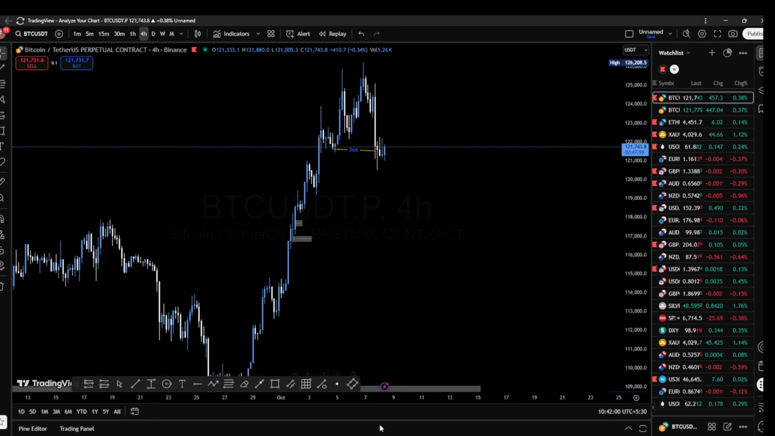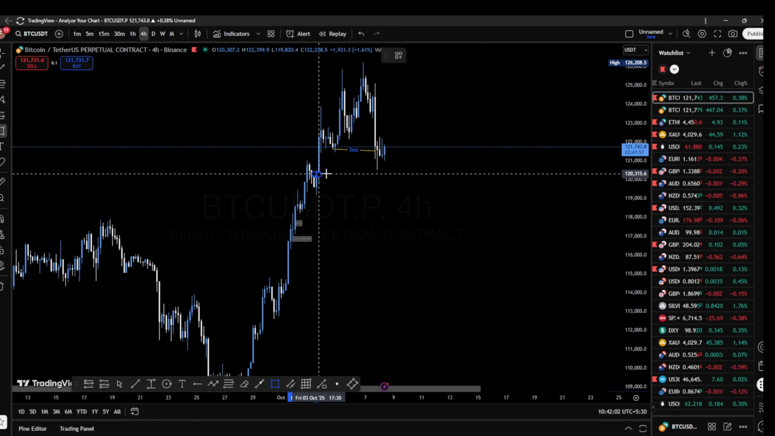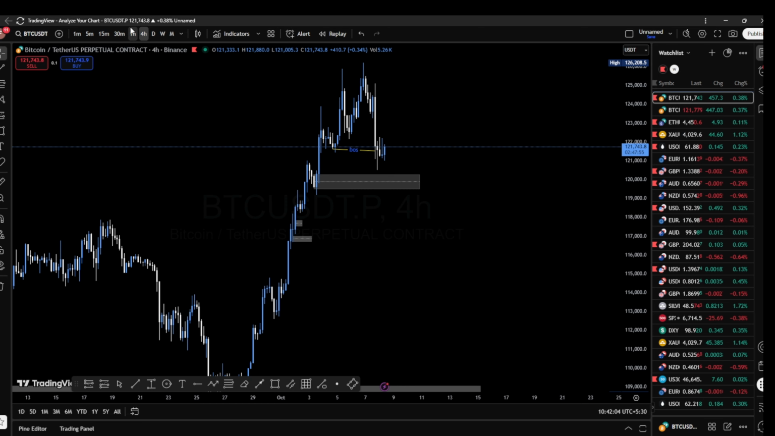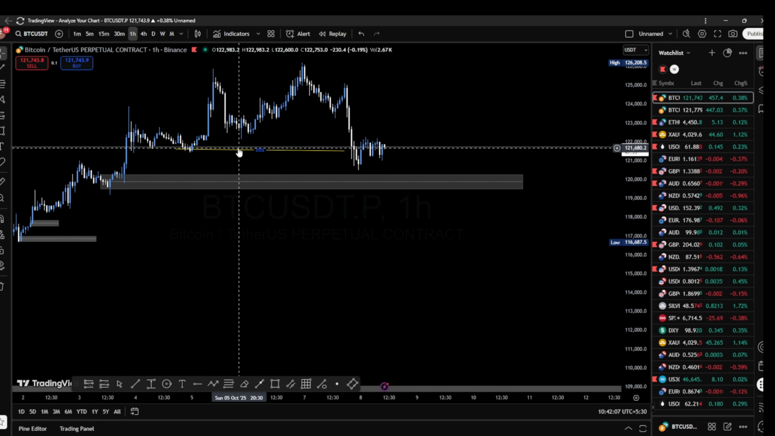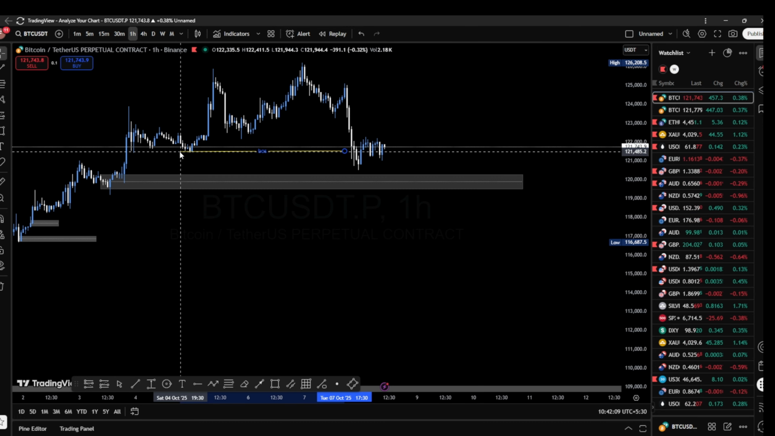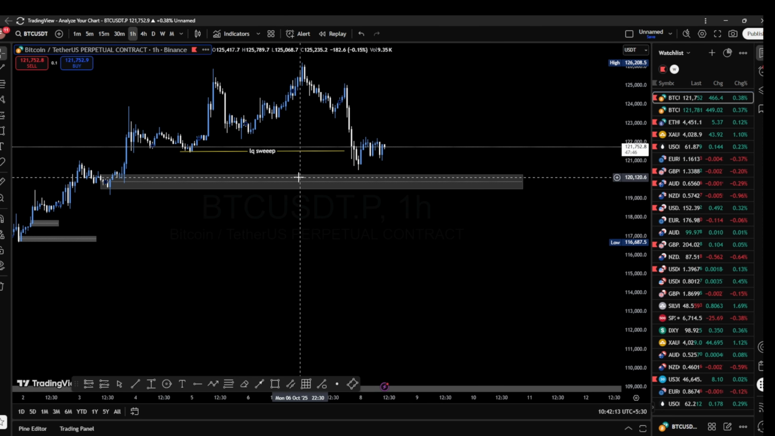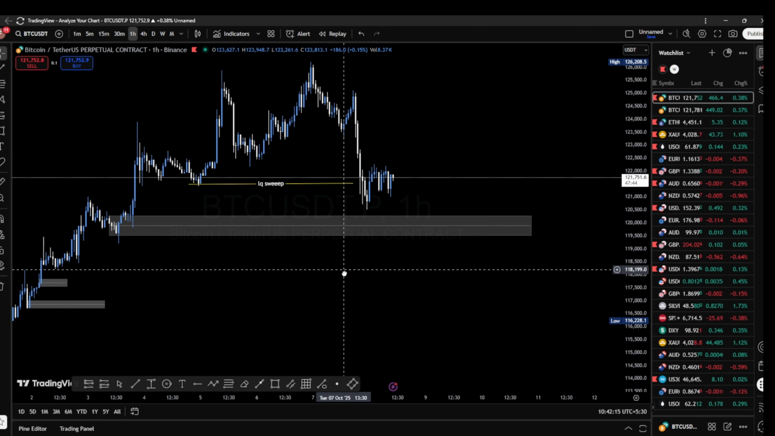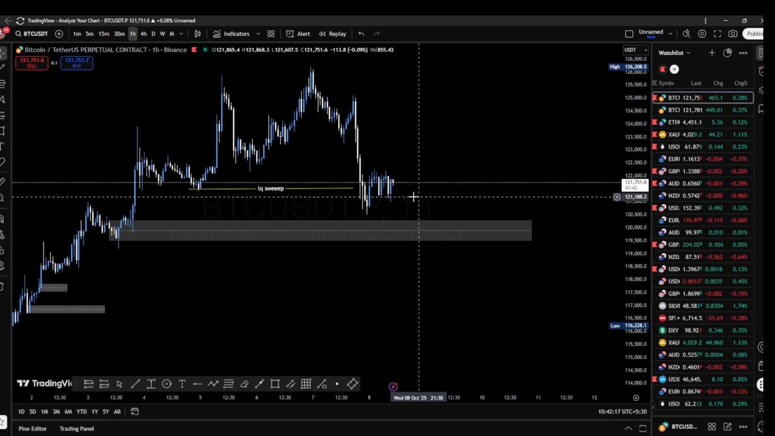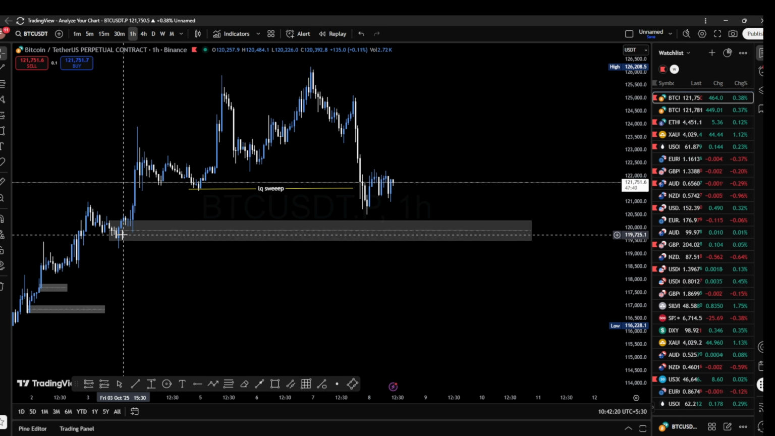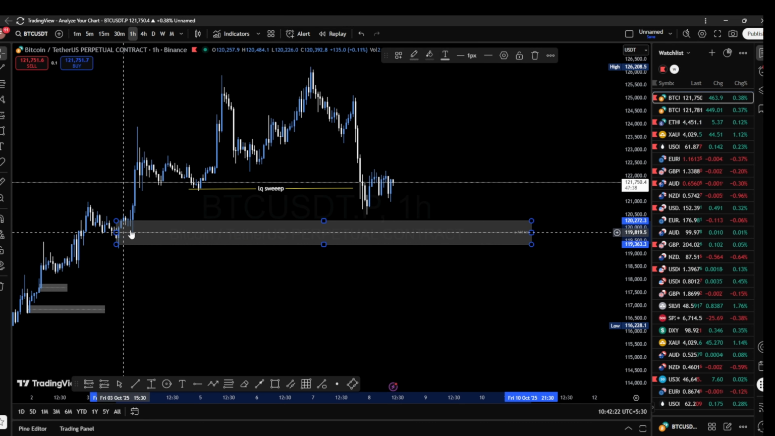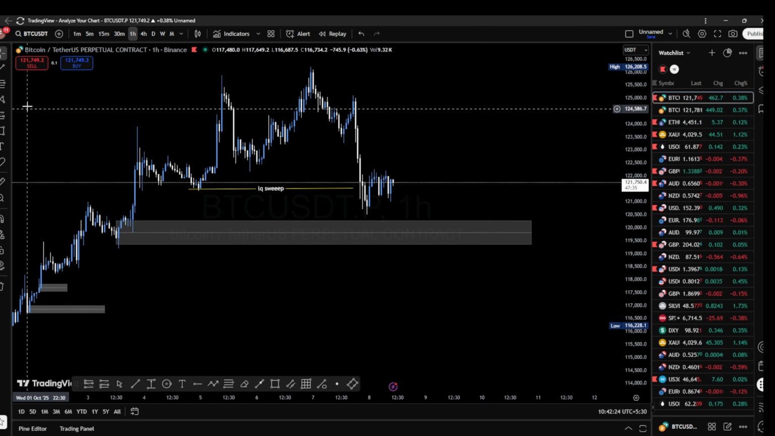This is a demand level where the market can come. Right now, what can we do? Let me show you. This is actually a break of structure for the downside, but it's also a liquidity sweep. The liquidity sweep is already done. Now this is a demand zone, but this zone is mitigated. So right now, what can we do?